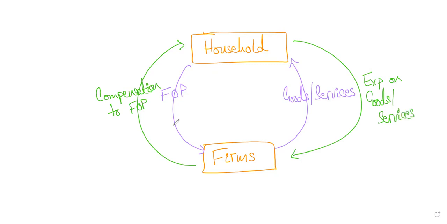We're talking about circular flow of income. So households provide factors of production to the firms. So the arrow is this way, right? Then firms use these factors of production to produce the goods and services for the household. So the arrow goes this way. Then obviously firms pay households the compensation for the factors of production. So the arrow goes this way, and households buy the products from the firms by paying the expenditure. So expenditure on goods and services. So the arrow goes this way.